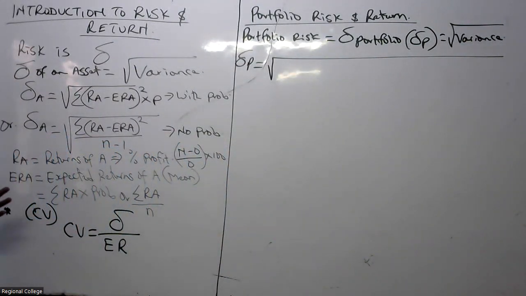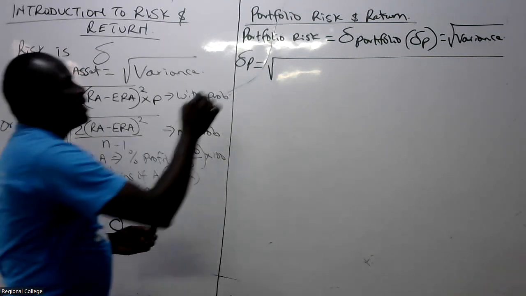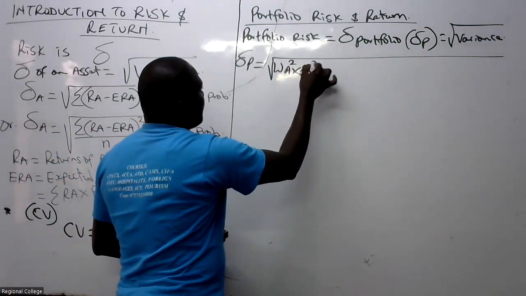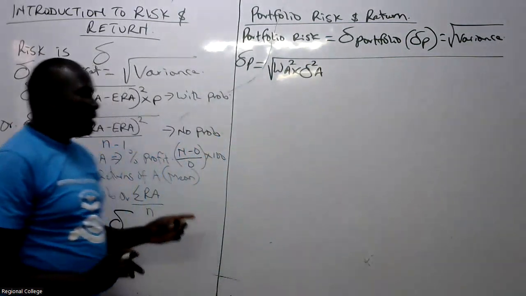Now I'm combining security A and security B. If it was security A alone, I have the same for security B. When I put both of them together, now that becomes my portfolio. So I'll take the weight of A squared times the standard deviation squared of A.